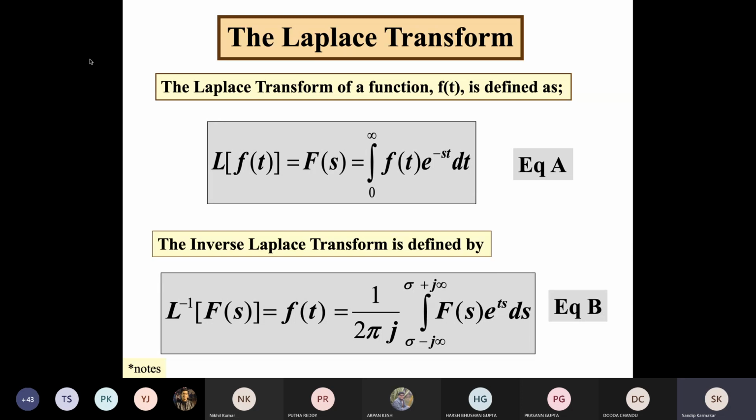L inverse F(s) equals 1 by 2 pi j, integration from sigma minus j infinity to sigma plus j infinity of F(s) e to the power ts ds. So can you find the inverse Laplace transform of 1 by s using this equation? Find the inverse Laplace transform of 1 by s using this equation.